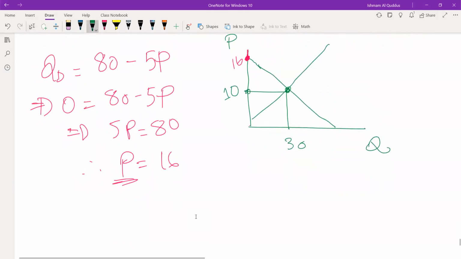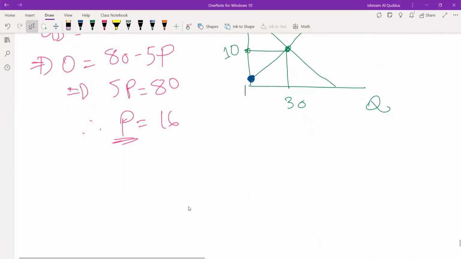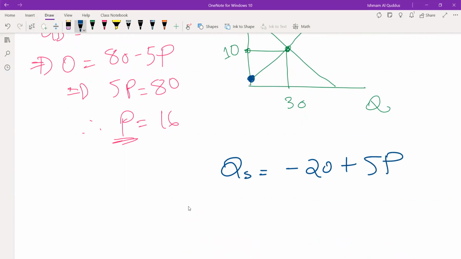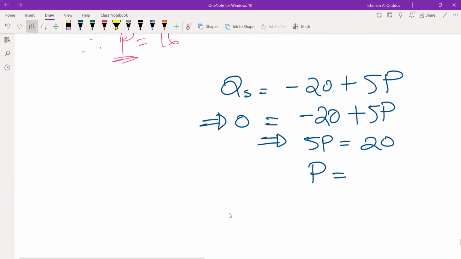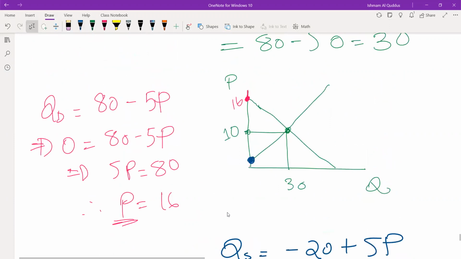Now similarly, we can solve for the economic cost, or the willingness to sell, from the supply function. The supply function was minus 20 plus 5p. Now this is also 0, because at this point the quantity supplied is 0. Minus 20 plus 5p equals 0 gives us 5p equals 20, and price equals 4, right? So this is 4.